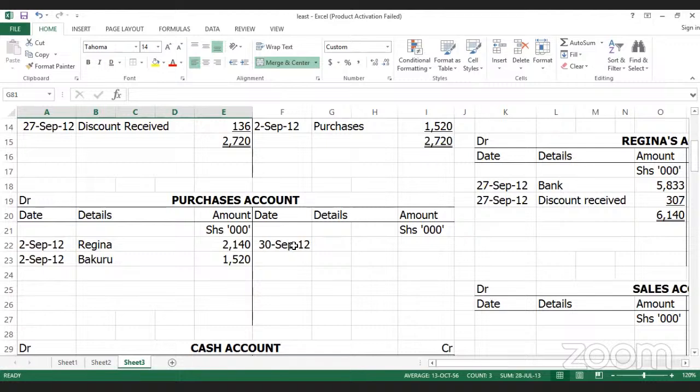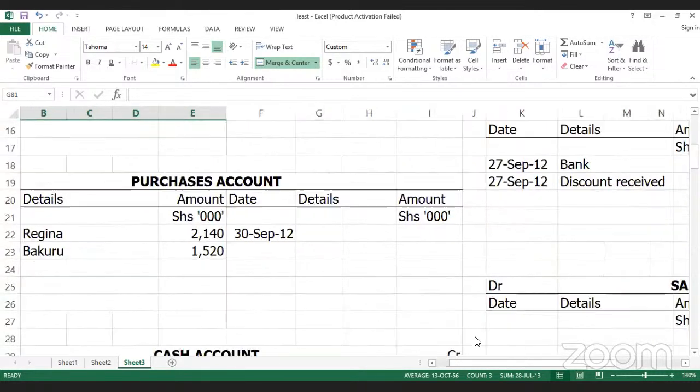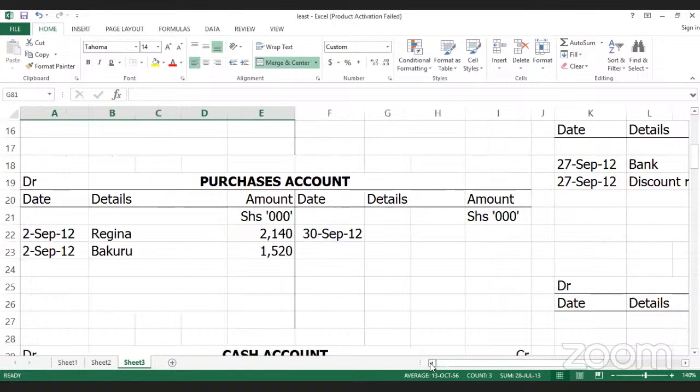Let's look at the purchases account. Which side is greater? The debit side is greater. So now we can balance it off.